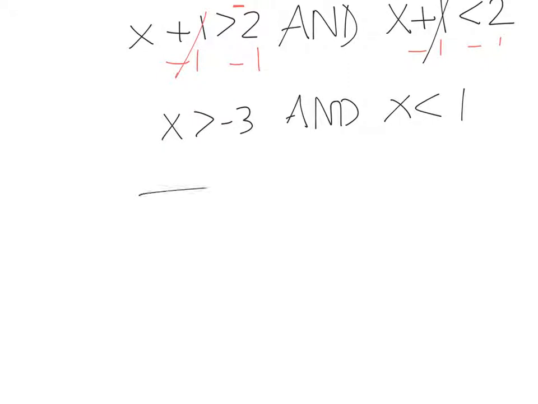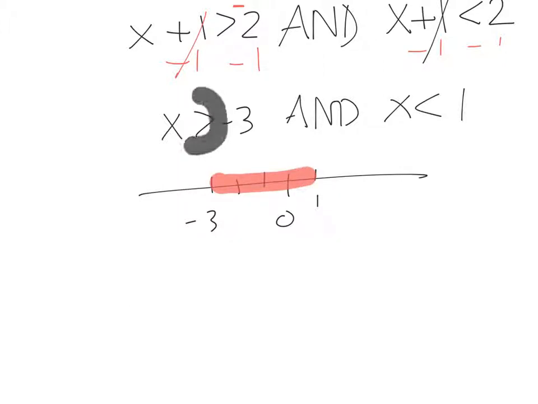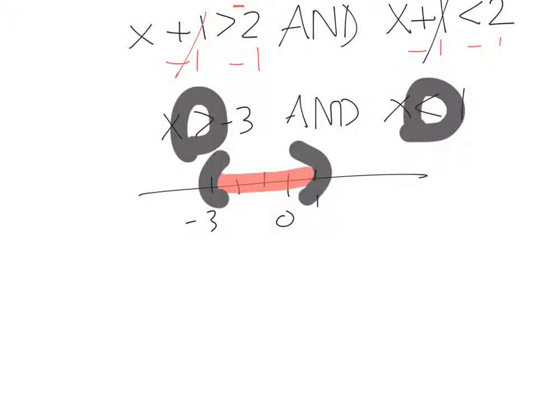When we go to put that on the number line, 0 goes in the middle, 1 goes on the right, negative 3 goes on the left. Because we want to simultaneously be larger than negative 3 and smaller than 1, we will shade in between them. And since there's no equal to signs underneath, we use parentheses. So in interval notation, we will have parenthesis negative 3, comma 1 parenthesis.